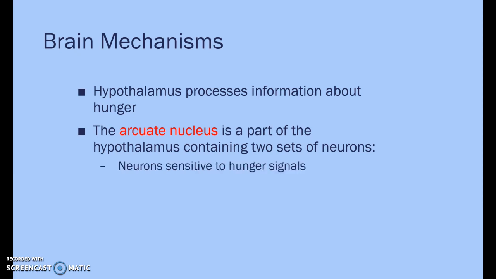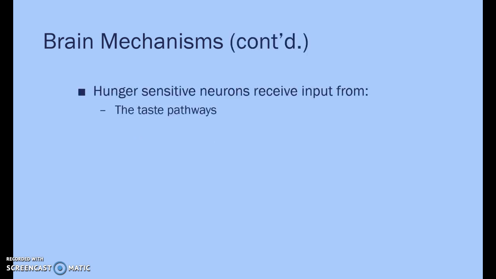It contains two sets of neurons. One set is the neurons that are sensitive to hunger signals, and the other set are neurons that are sensitive to satiety signals. The hunger-sensitive neurons are receiving input from the taste pathways, and neurons that are releasing the neurotransmitter ghrelin.